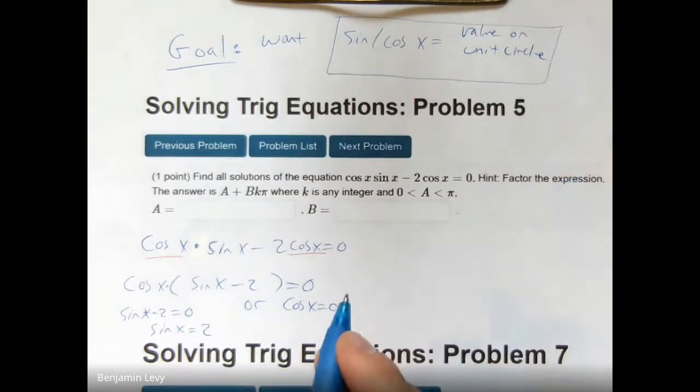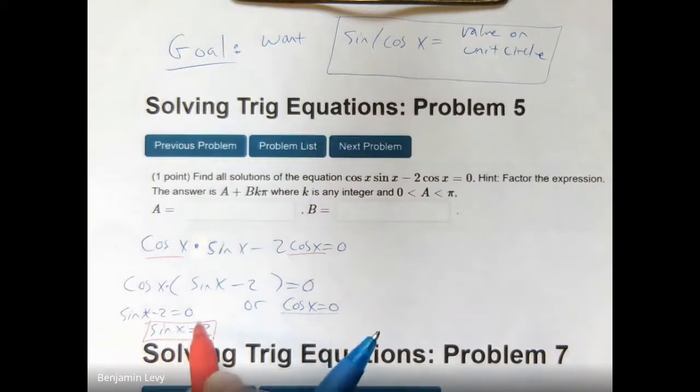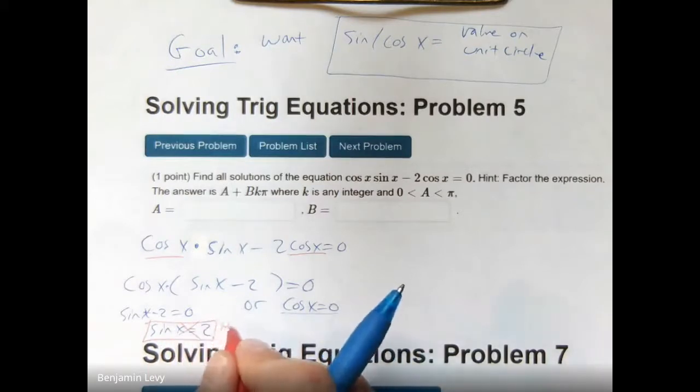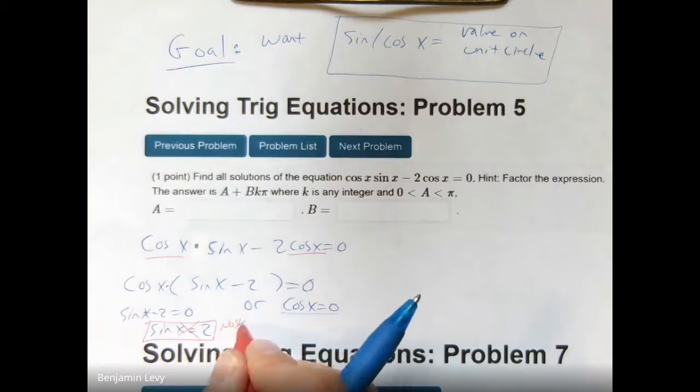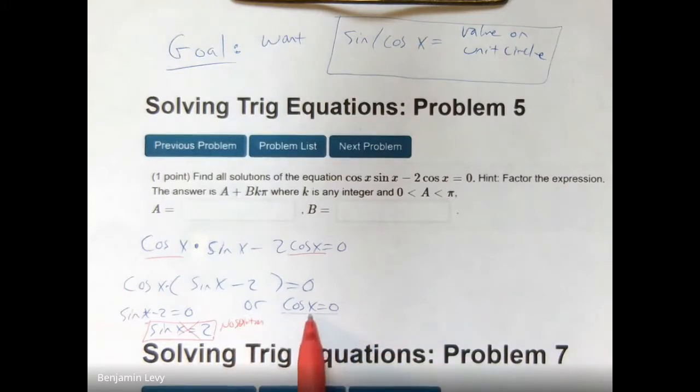At least in this one, right? We'll be able to do this one for sure. This one, we're not going to get any solution from, because where are y values 2 on the unit circle? Well, the biggest the y values get is 1. And so we get no solution from that piece. No solution. But on this one, we do get solutions, right?